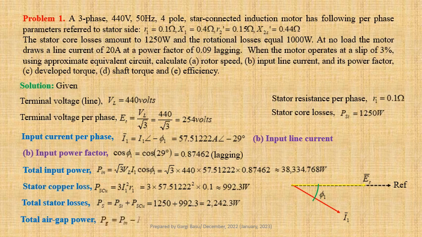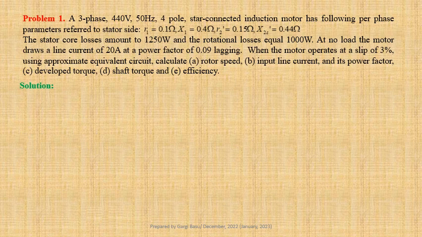Now we shall calculate total air gap power. Pg equals to Pin minus Ps. Using values we get 38,334.768 minus 2,242.3. That gives us 36,092.468 watt. We have obtained total air gap power Pg equals to 36,092.468 watt.